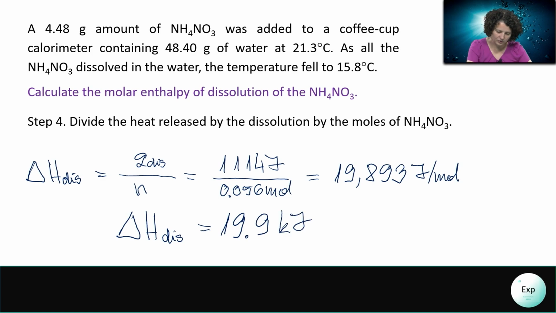19.9 kilojoules per mole. And with that, for both experiments, we determined the enthalpy change associated with the dissolution of 1 mole of either sodium hydroxide or ammonium nitrate. And we also found that the dissolution of some ionic compounds will cause a rise in the temperature of the water, and others will cause a decrease in the temperature of the water.